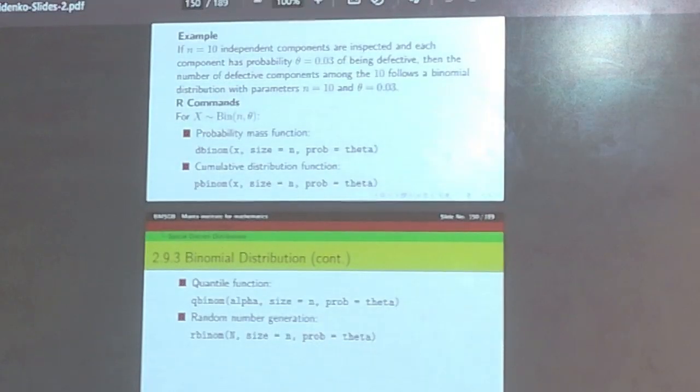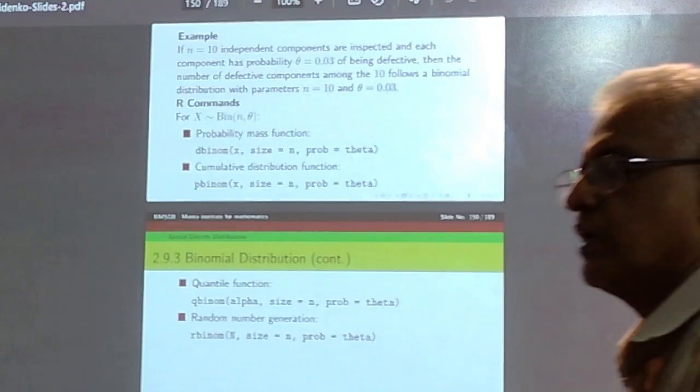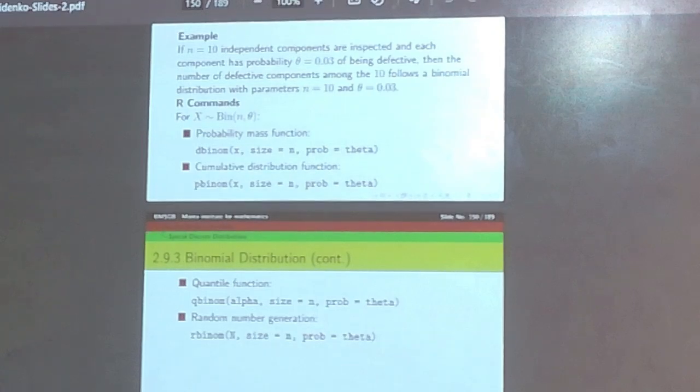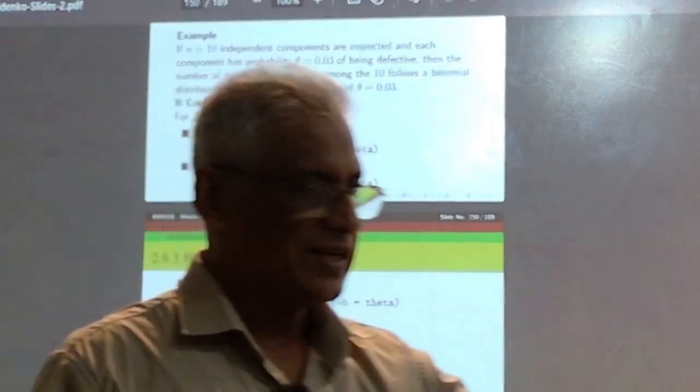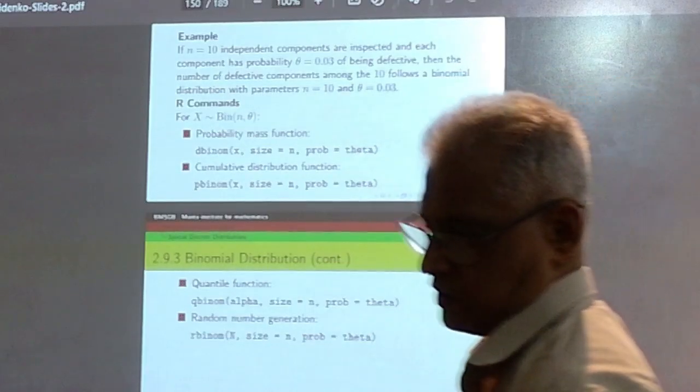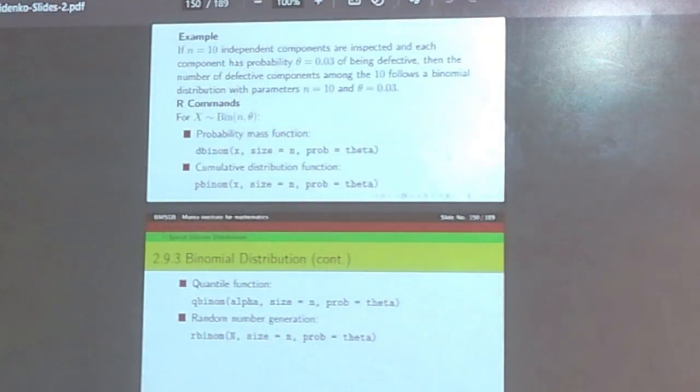Now, one example is if you are doing some experiment a fixed number of times, and each time you can classify the outcome as one of the two categories, generally success and failure, then if you are interested in the number of successes in the n trials, then you are using the binomial model for x. That is one practical application.